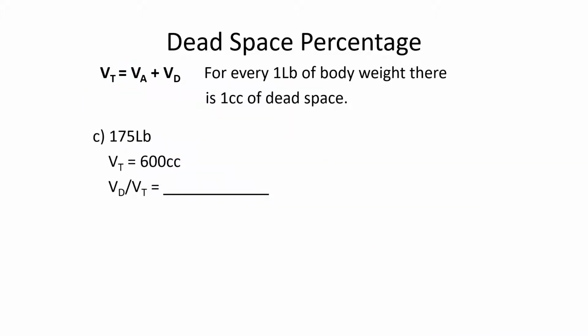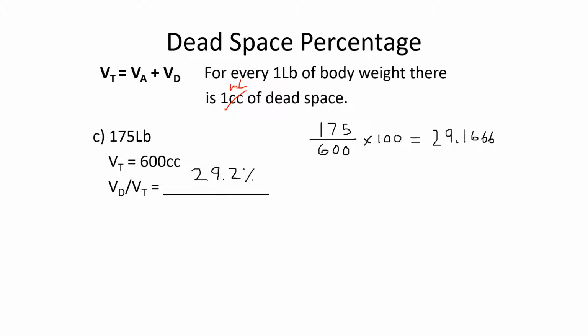All right, the second way to find dead space is to estimate based on body weight. For every 1 pound of body weight, we estimate 1 cc, which is 1 ml. Right? So 1 cc equals 1 ml. For a 175-pound person, we estimate 175 mLs of dead space, not exchanging oxygen. Then the tidal volume is 600. Take the quotient, multiply by 100 to get your percentage. So about 29.2%.